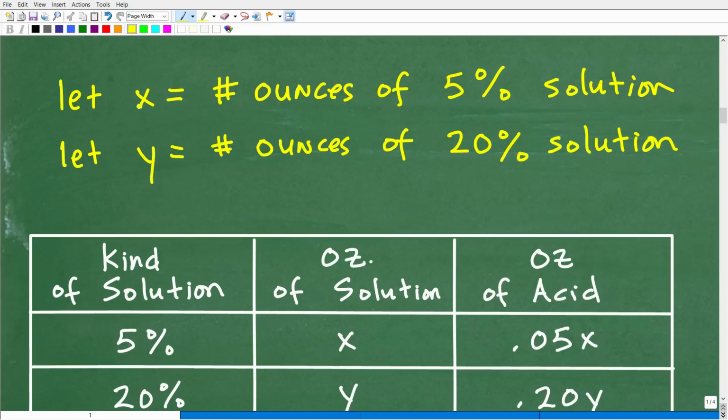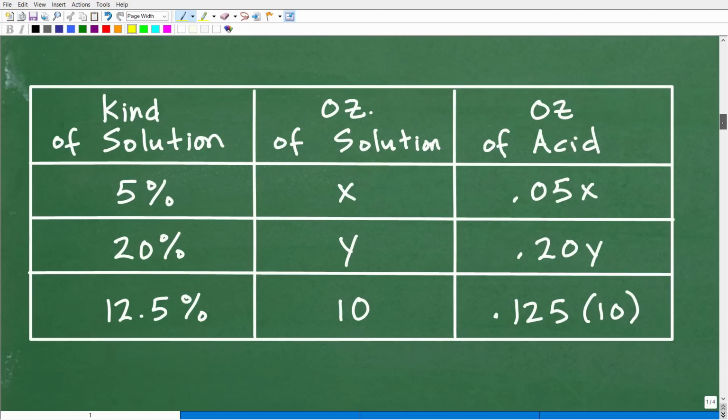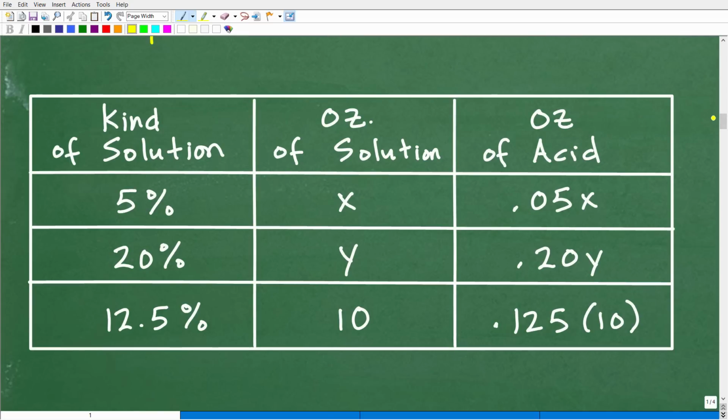We can't have x equal the number of ounces for the 5% solution and x equal the number of ounces for the 20% solution. We have to define these unknown values with different variables. Okay, so that's the first thing that we're going to do. Now, the second thing is very common for mixture problems. You want to set up a table. So let me go ahead and walk you through the table. Of course, I already constructed this, but this is what you want to do.